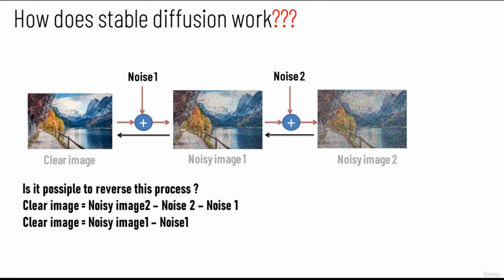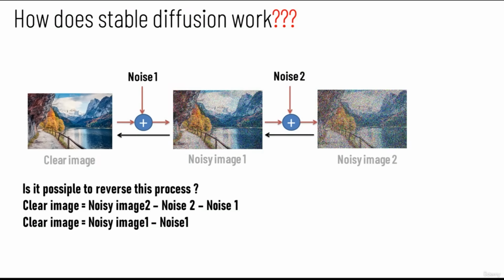Hi, in this lecture we will answer this question. How does a stable diffusion model work? Let's say that we have this clear image, and now we will add a noise to each pixel in this image. So we will get noisy image 1. Let's now add another noise to each pixel in our noisy image 1. So we will get noisy image 2.